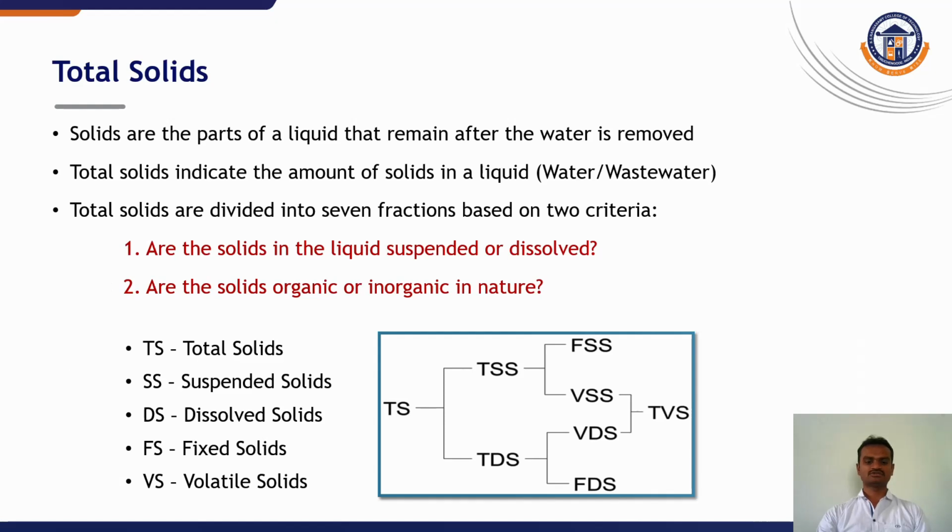We classify total solids into different types based on two criteria, whether the solids are in suspended form or in dissolved form, and whether the solids are organic in nature or inorganic in nature. So based on these criteria, the total solids can be divided into total suspended solids and total dissolved solids. Again, they are classified into fixed solids and volatile solids.